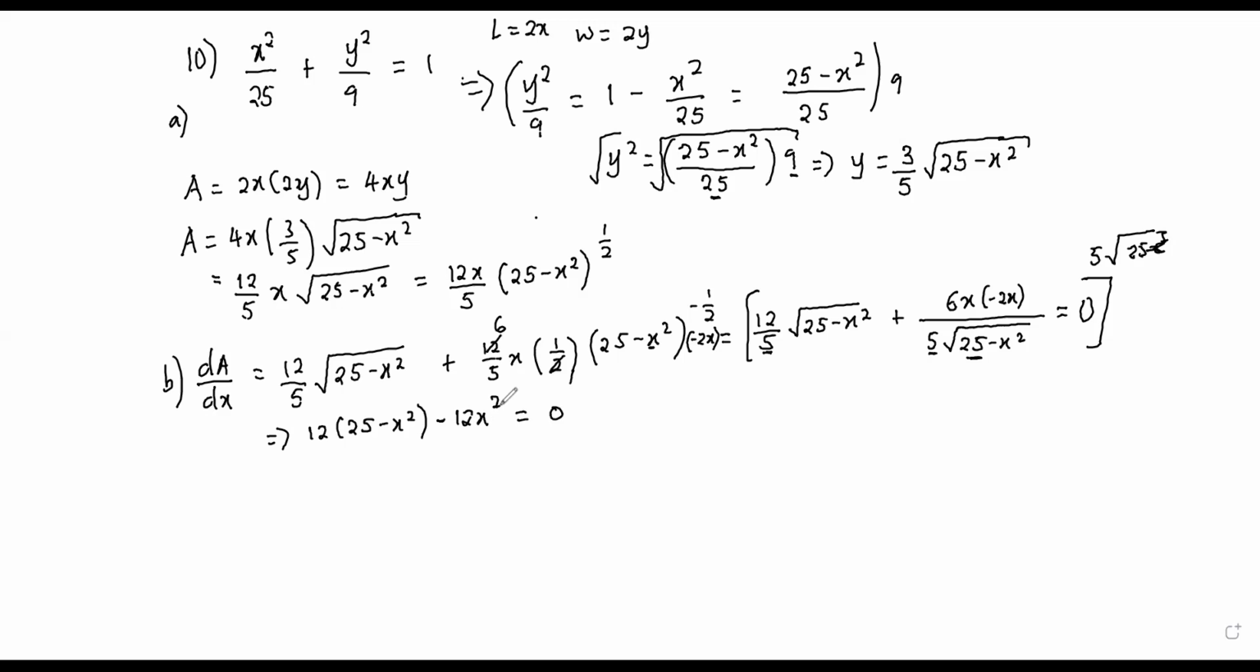So we're going to get this. If I divide throughout by 12, the remainder is 25 minus 2x squared is equal to 0. So that x squared is equal to 25 over 2. So we have x is equal to plus or minus 5 over root 2.